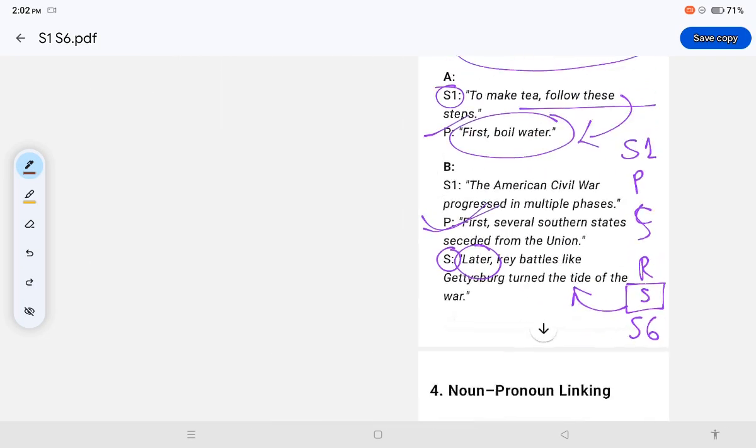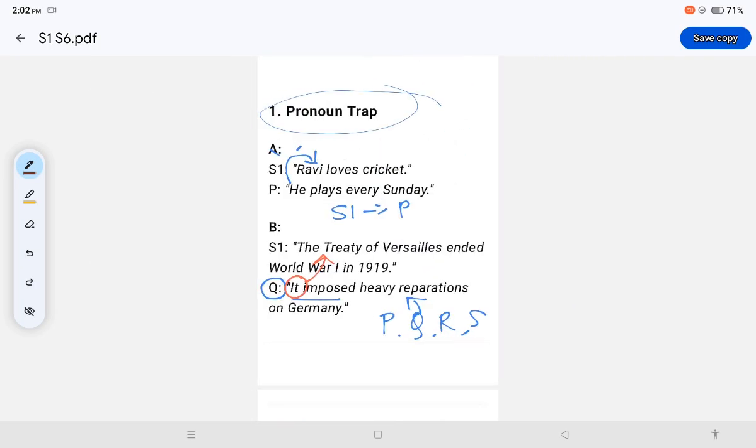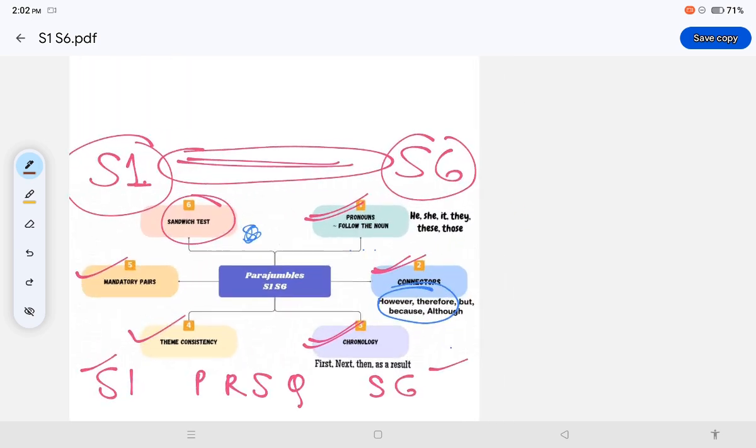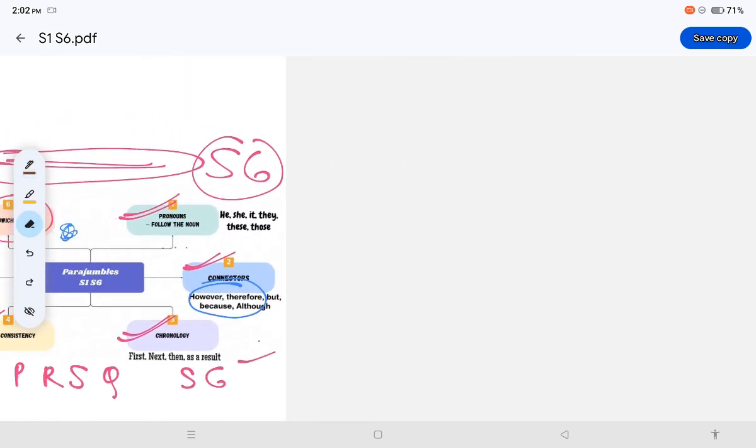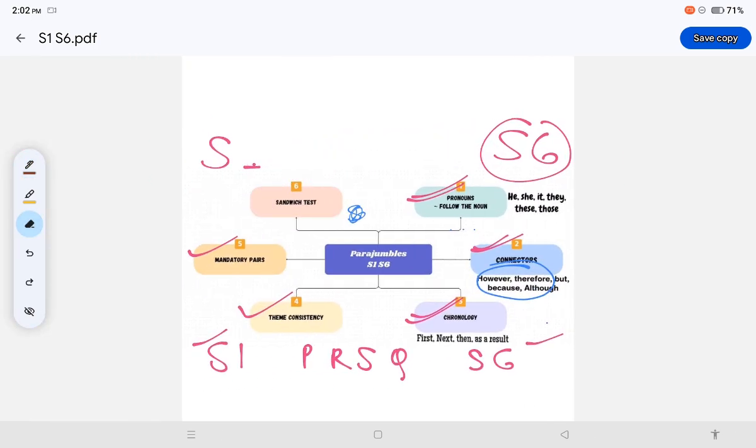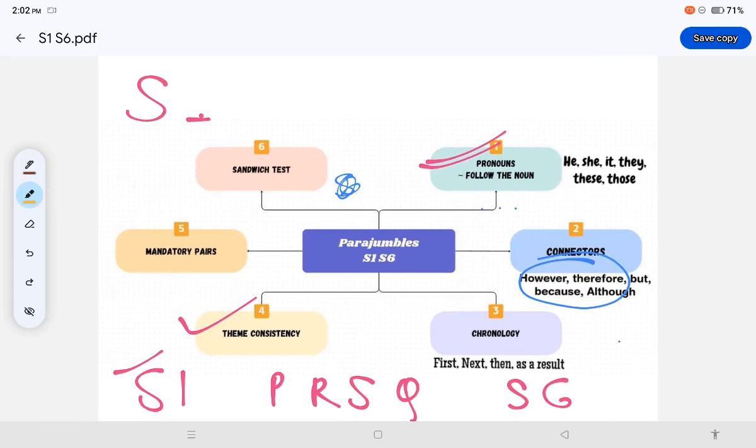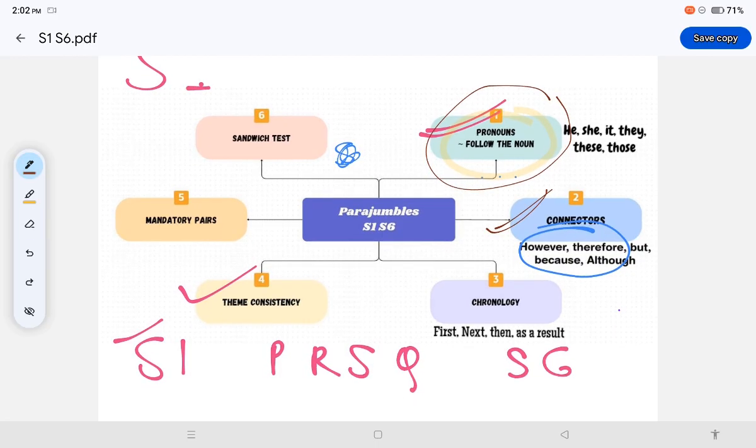S1 to S6 maybe in a little simpler way. These were my tips that I usually follow in the exam, and it helps. So just for a quick revision through this mind map, I'd like to explain. First one, check the pronouns because they usually follow the nouns. Then go for connectors. They are very, very important. You should go for the connectors. And then we have chronology, theme consistency, mandatory pairs, sandwich tests.